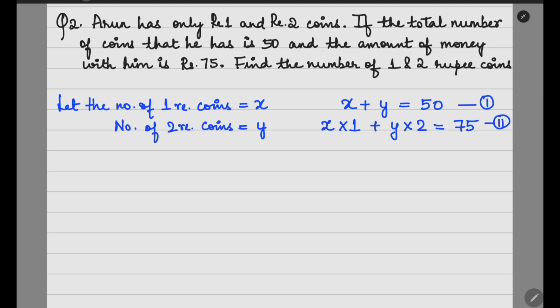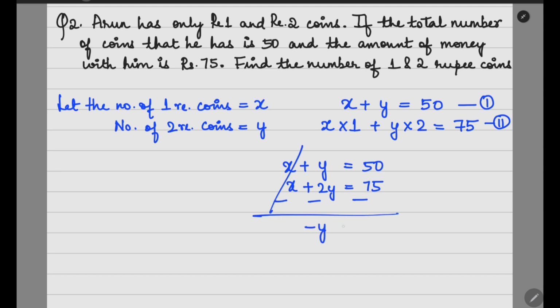So let's do it. You have X plus Y equal to 50 and X plus 2Y equal to 75. You can either use the substitution method or just subtract them. When you subtract them, you will get minus Y is equal to minus 25. So Y is equal to 25.